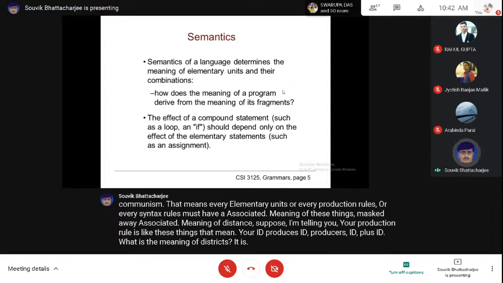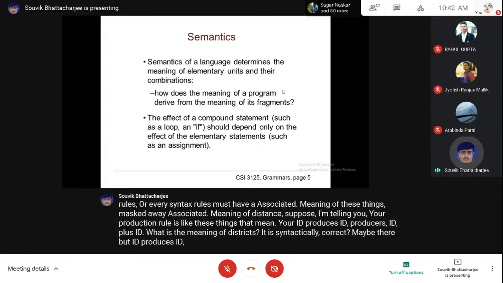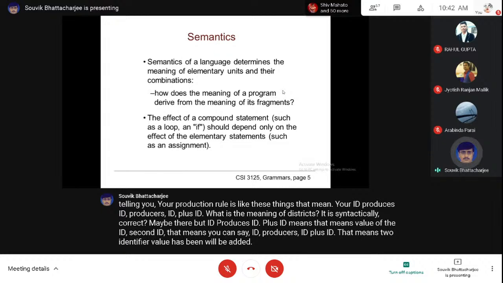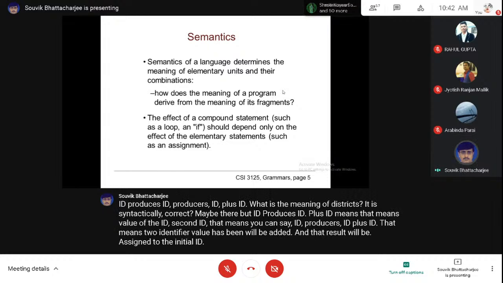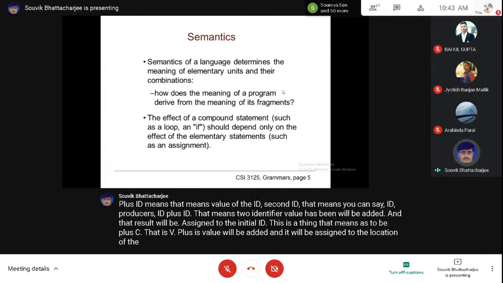It is syntactically correct, maybe, but ID produces ID plus ID means that two identifier values will be added and the result will be assigned to the initial ID. That means A assigns to B plus C. That is, B plus C's value will be added and it will be assigned to the location of the variable of A. And this is basically known as the semantics.